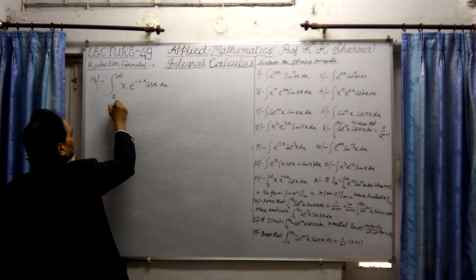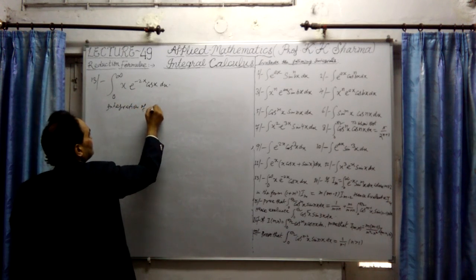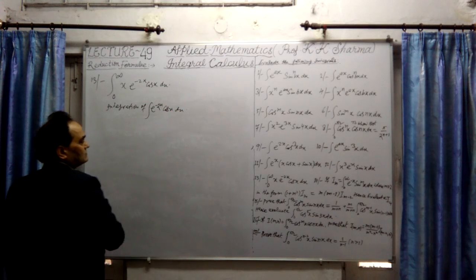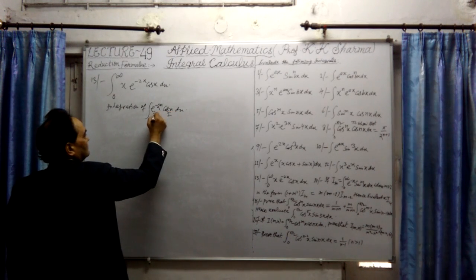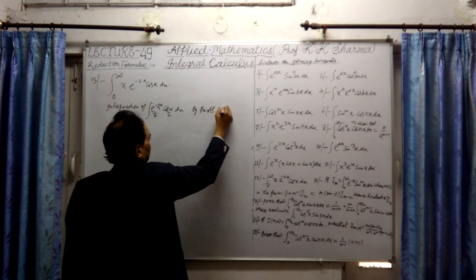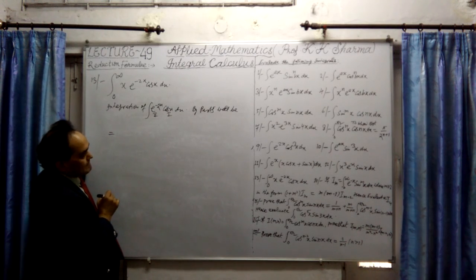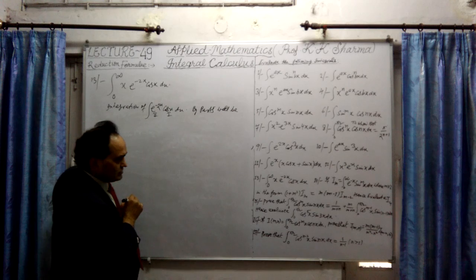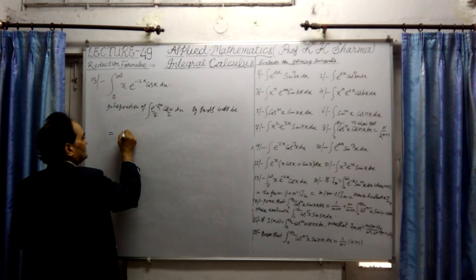So first I'll integrate e raised to the power minus 2x into cos x dx. Integrating this by parts, cos x is the first function and this is the second function. What will be the integration of this? Nothing else is required, only we have to solve it. Now by parts, if I solve it, it will be cos x as it is.